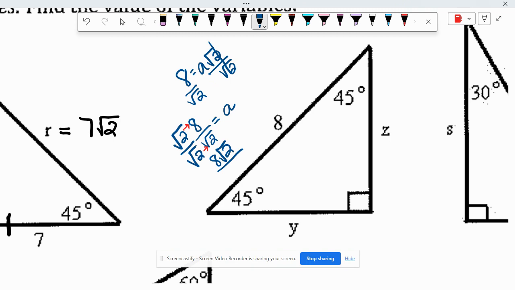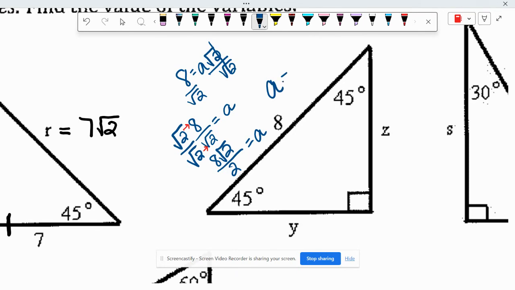What'd you get, Zachary? I got 2. That's correct. It's 2. Okay. So can I simplify that? Can I simplify 8 square root of 2 divided by 2? Is 8 divisible by 2? Yeah, it becomes 4 root 2.